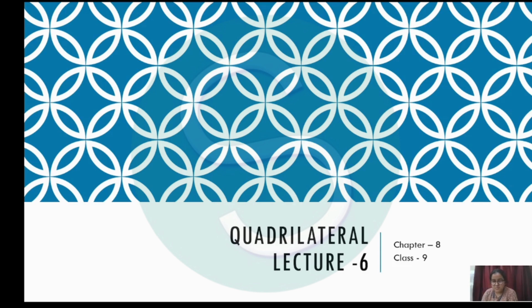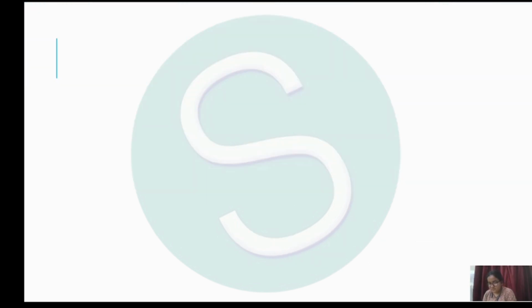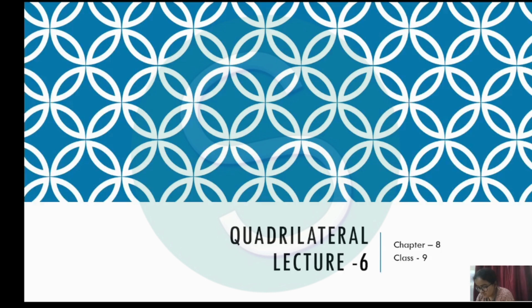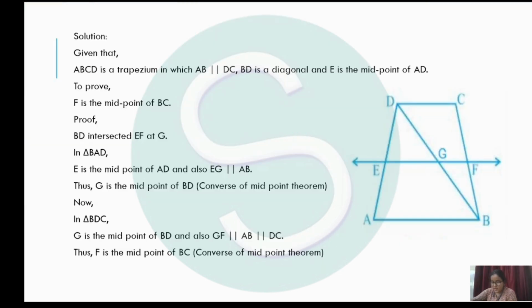So we will move to our first question for the day. That is, ABCD is a trapezium in which AB is parallel to BC and BD is a diagonal and E is a midpoint of AD.